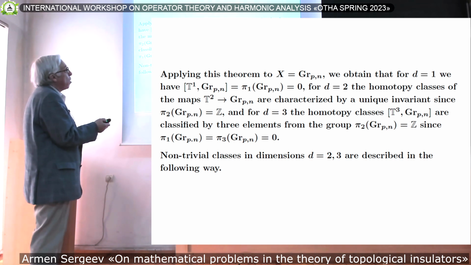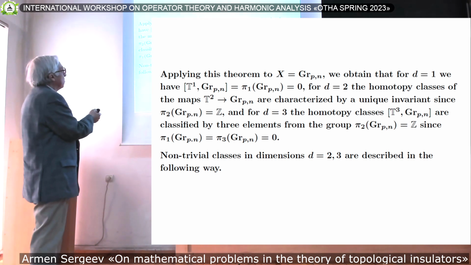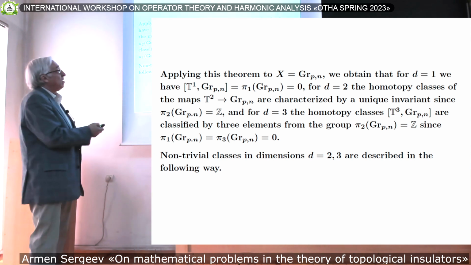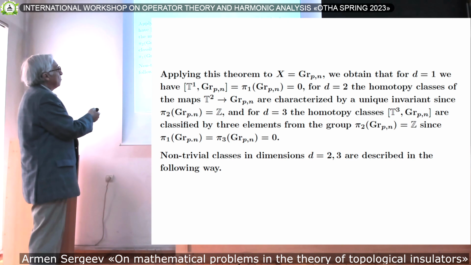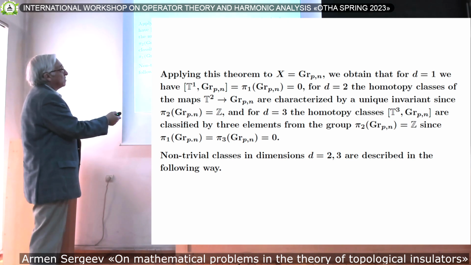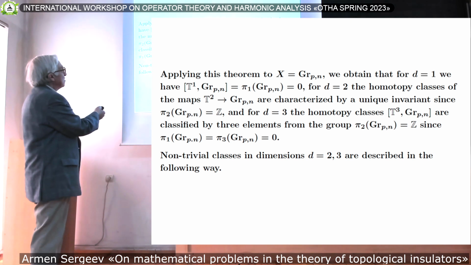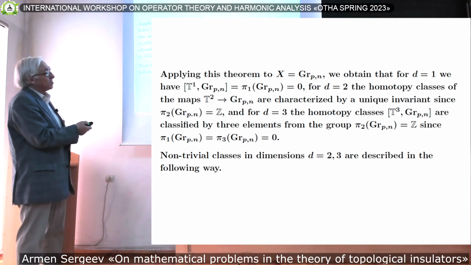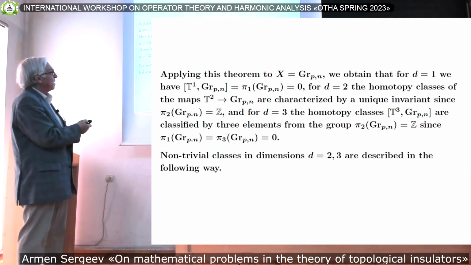Then we obtain for d equals 1, so when the dimension of the torus is 1, that the mappings of the circle to the Grassmannian, this is the same as the fundamental group of the Grassmannian, which is equal to 0. For d equals 2, the homotopy classes of the maps from the two-dimensional torus to the Grassmannian are characterized by a unique invariant, since π2 of the Grassmannian is equal to the integers. And for d equals 3, the homotopy classes of mappings from the three-dimensional torus to the Grassmannian are classified by 3 elements from the group π2, which is just the integers, since π1 and π3 of the Grassmannian are equal to 0.